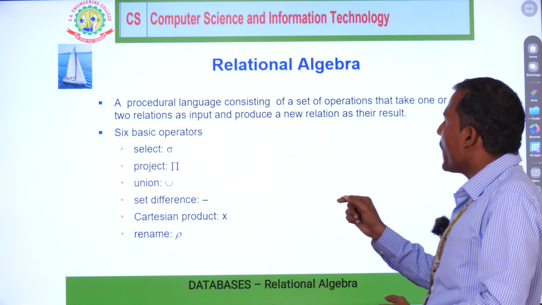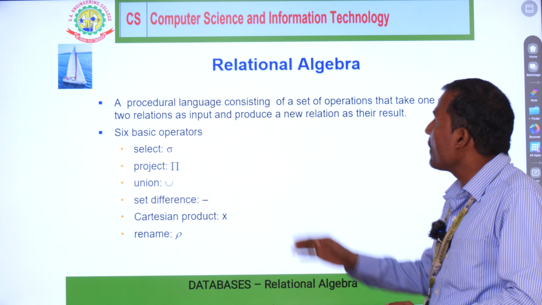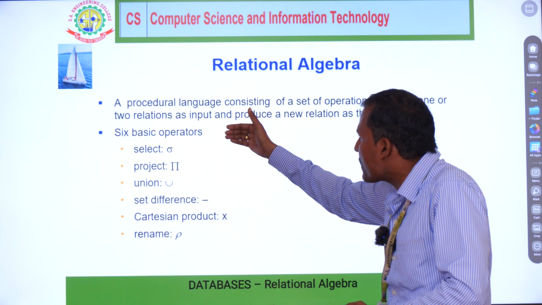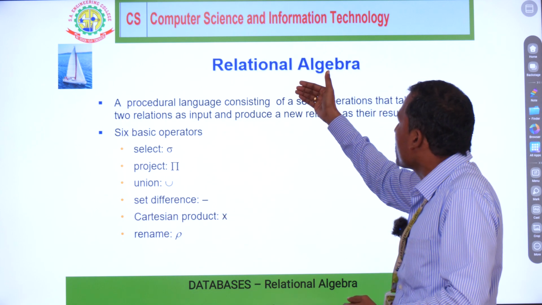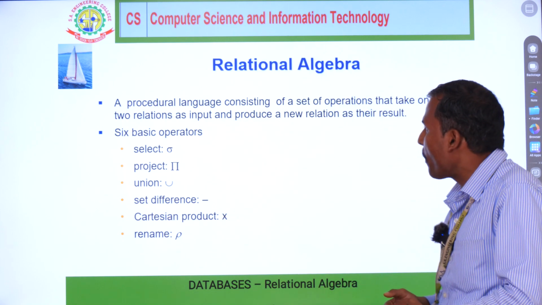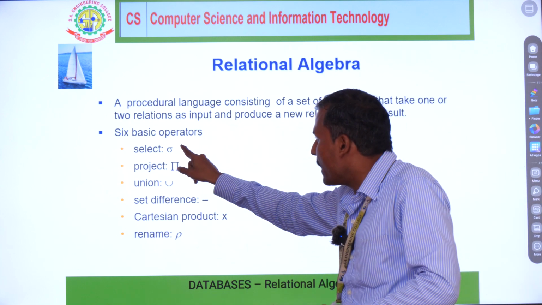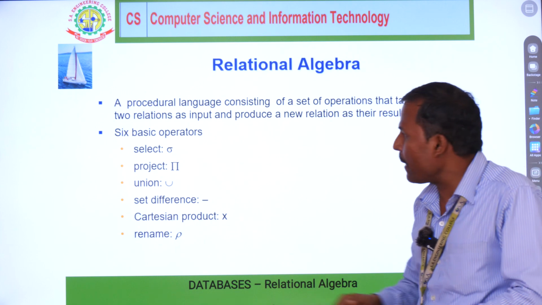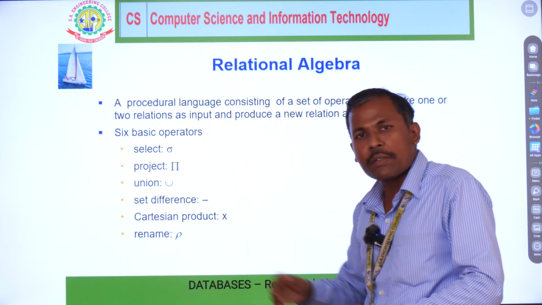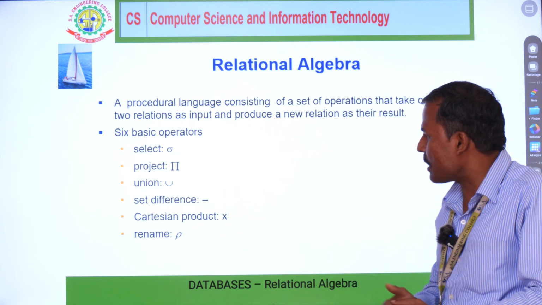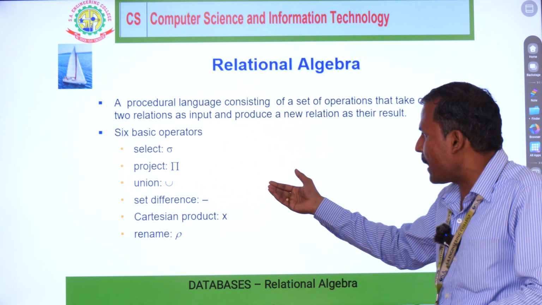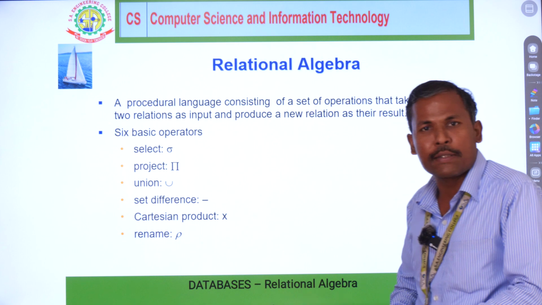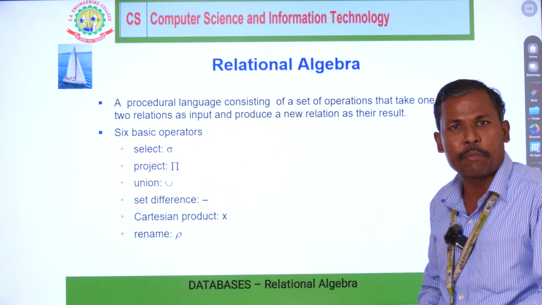So my today's GATE lecture video is on relational algebra. These are the 6 basic operators associated with relational algebra. The first operator is select, denoted by sigma. The second operator is project, denoted by pi. And the third one is union, and the fourth one is the difference, Cartesian product, and rename. So union, set difference, Cartesian product are very popular operators which we have already learned in our normal algebra.